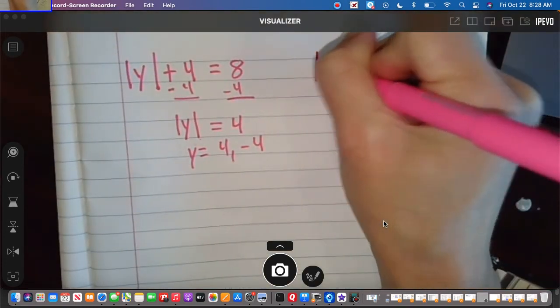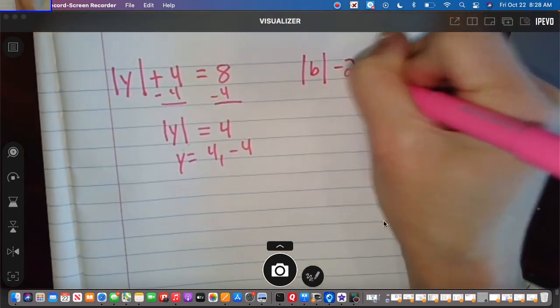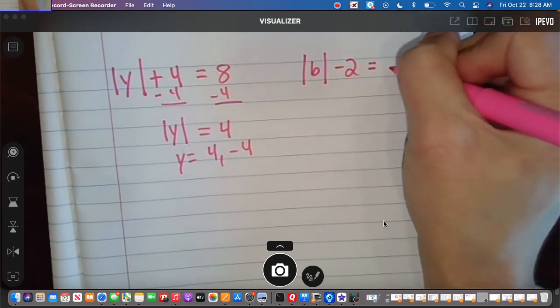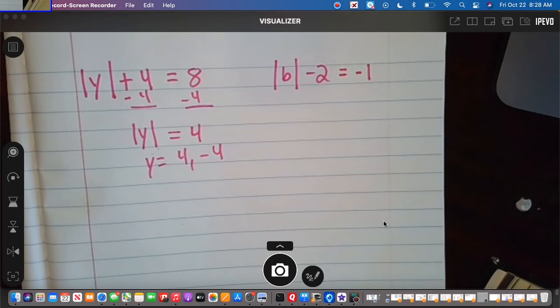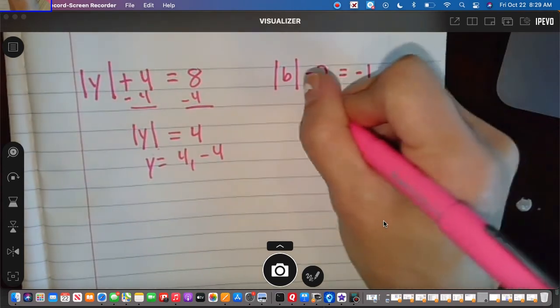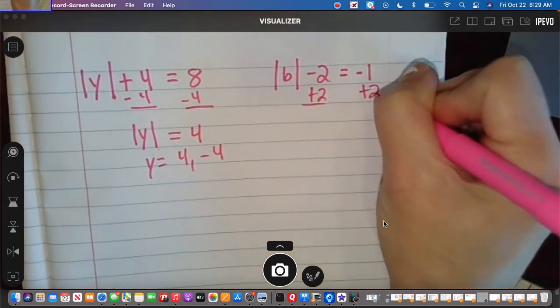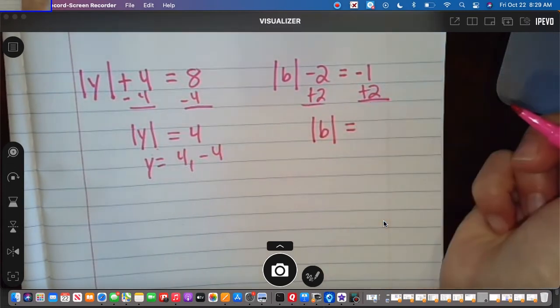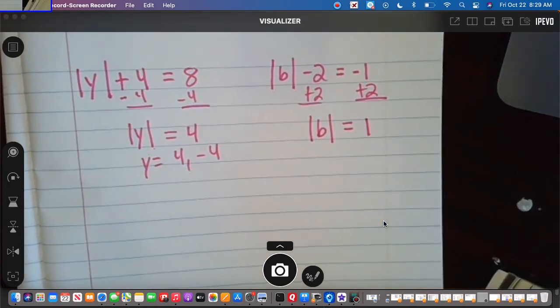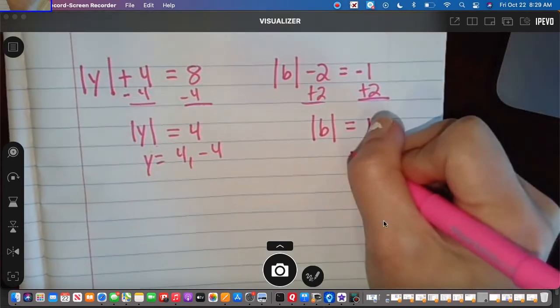The absolute value of b minus 2 equals 1. So what do you have to have by itself? The absolute value. So what am I going to do? Add 2 and add 2. So the absolute value of b equals what? 3. So what can my 2 answers be? 3 and -3.